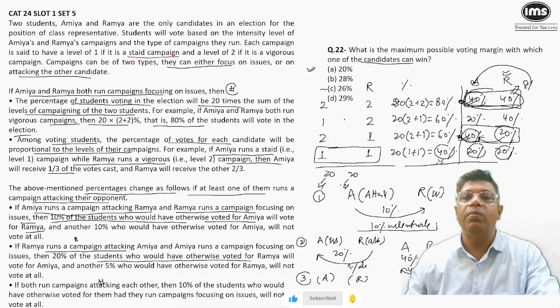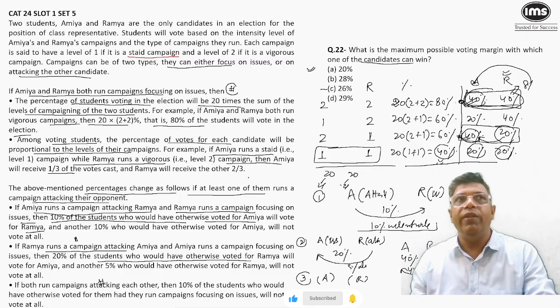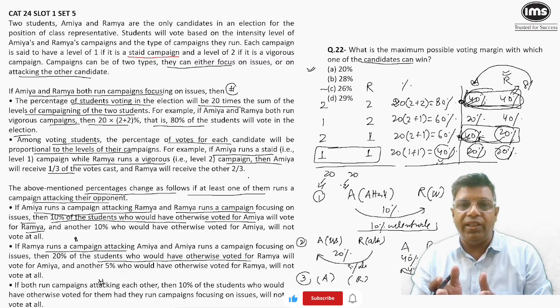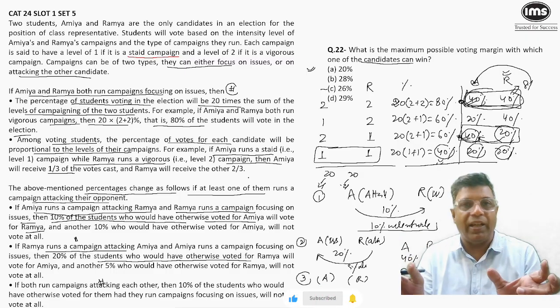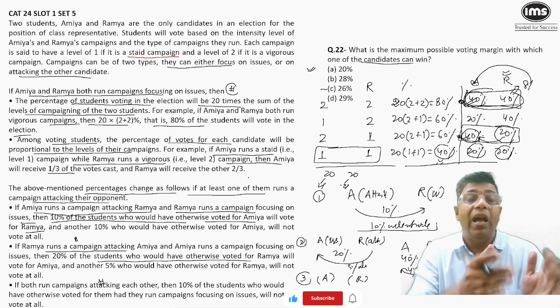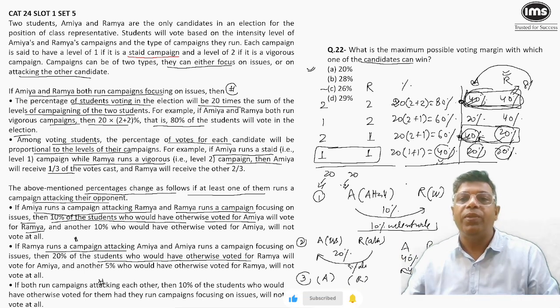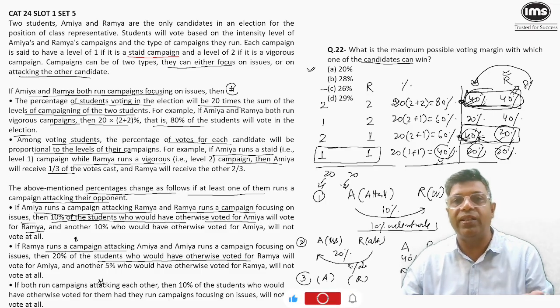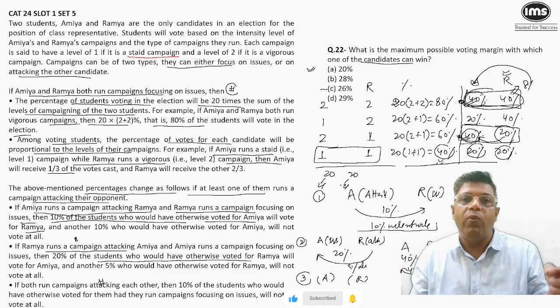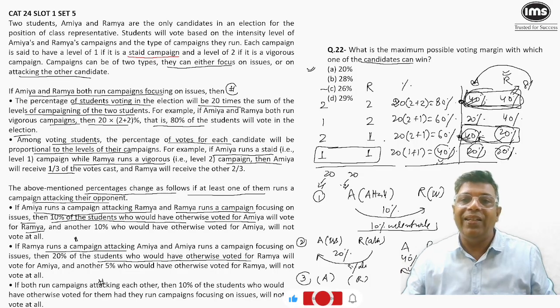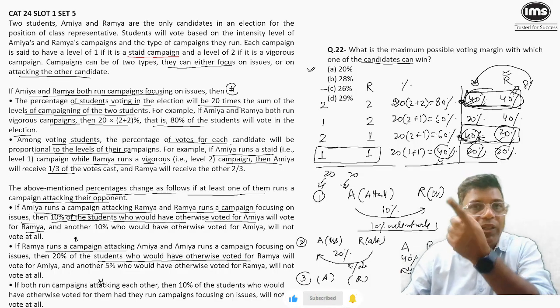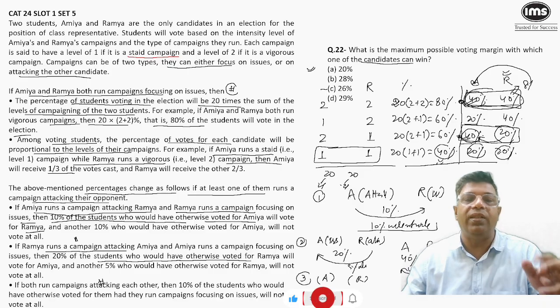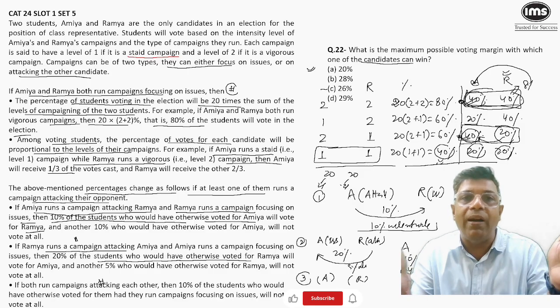And what is the maximum possible voting margin with which one of the candidates can win? So now, if you want to maximize the voting margin, then you have to assume that one is getting the maximum vote and another one is getting the minimum vote. Now that can happen if I take case number 2 or 3. One of them is going to get 40%, the other is going to get 20%. In that case, the voting margin will become maximum. And in that also, I'll assume that some of the vote gets switched from one person to another, then that difference will become even bigger.